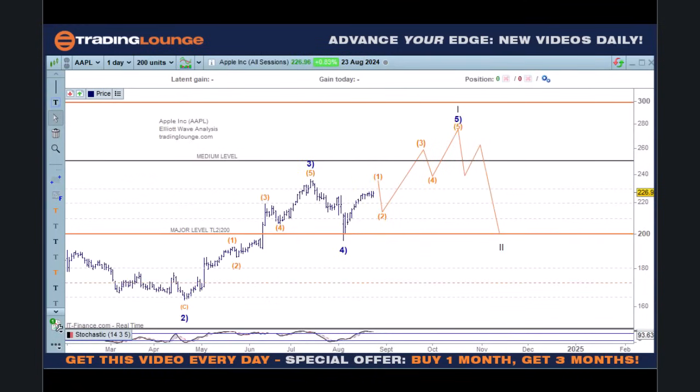So then we come over to the stocks, and we can tie most of the stocks, not all stocks, Tesla's a little bit different, but we still tie it into this particular count as well on an intraday basis. So we're looking from wave 4 here as 1 and 2 and 3 and 4 and 5.